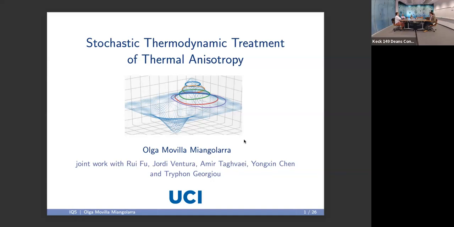So we're very happy for this week's Institute for Quantum Studies seminar to have Olga Movilla come and speak to us today. Olga grew up in Spain and did her studies in Barcelona, and then came here working at University of California, Irvine, with Trifon, her advisor, who we're happy to welcome today as part of our seminar. She's an expert on stochastic thermodynamics, mostly focusing on classical systems, and today we'll be hearing about her work on thermal anisotropy. So Olga, happy to welcome you.